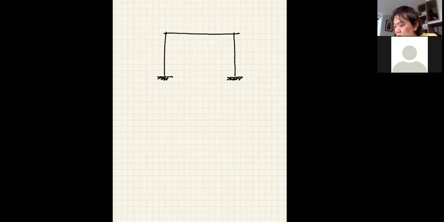When you look at a structure like this, you have 1, 2, 3, 4, 5, and 6 reactions. Let's say I put a load on it. It doesn't matter what it is. If I am going to solve this, I have to go through a lot of things. So what I can do is assume that this is where my moment is 0, and this is where my moment is 0, and this is where my moment is 0.